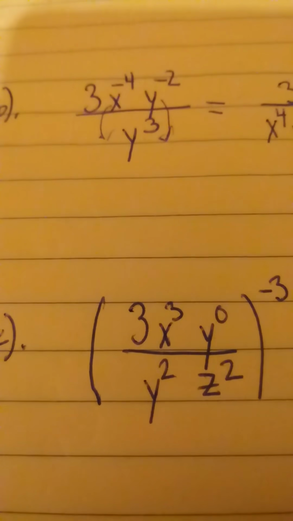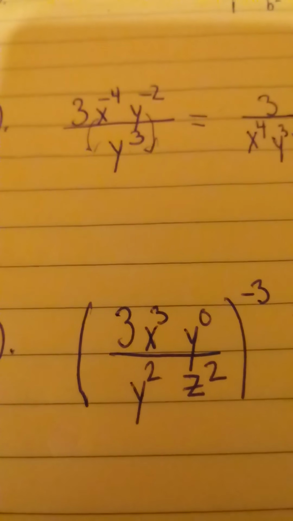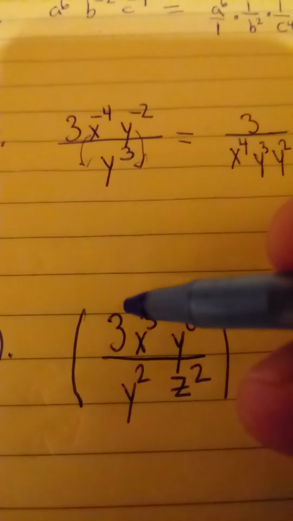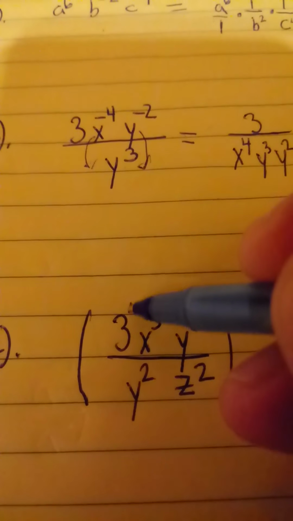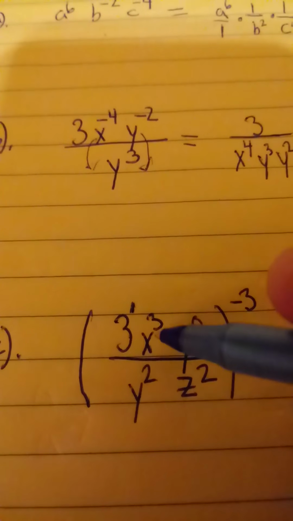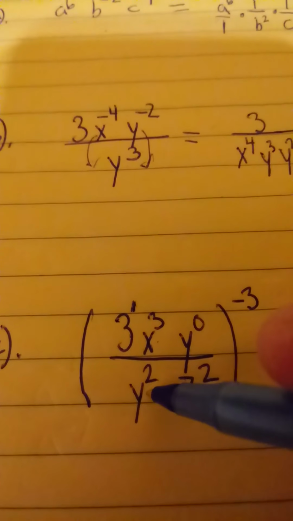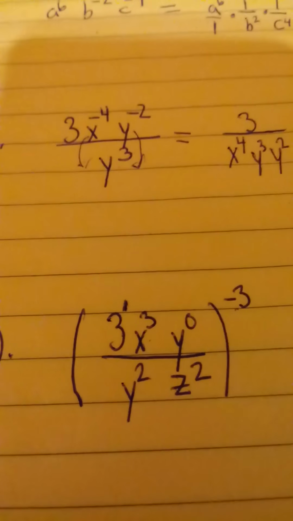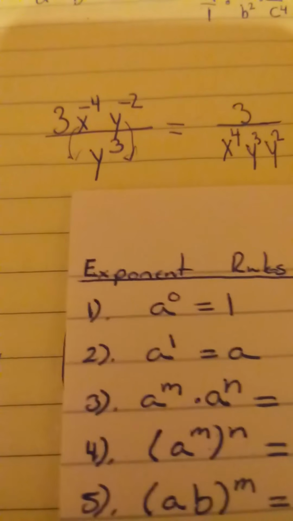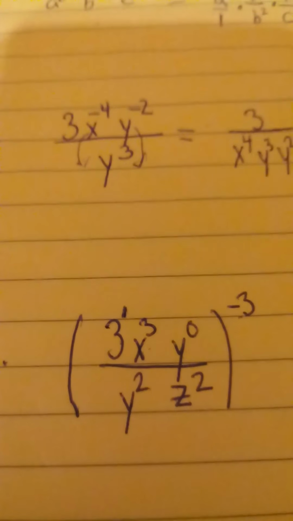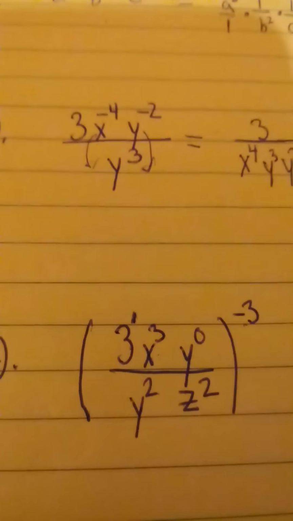And let's try one more. Let's try this one right here. First of all, we're going to go ahead and distribute that negative 3 exponent right there. So we need to put a 1 right there for the 3. So all of these, the 3, the x, the y, and the ones in the bottom, are all going to get that negative 3. So remember, we're going to have to multiply the exponents. This is like number 4, exponent rule number 4. So let's go ahead and do that.